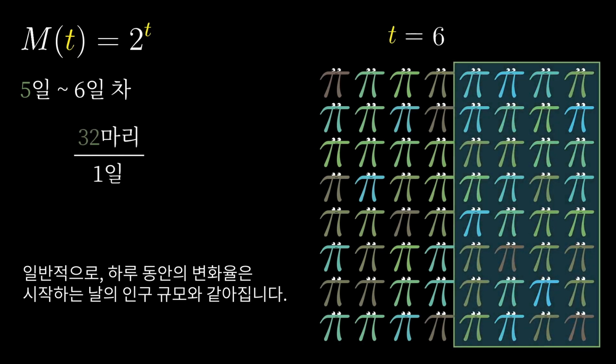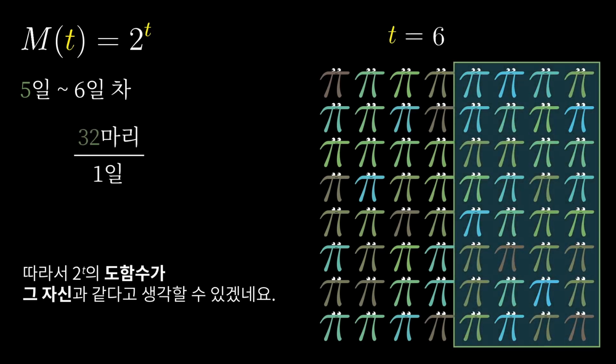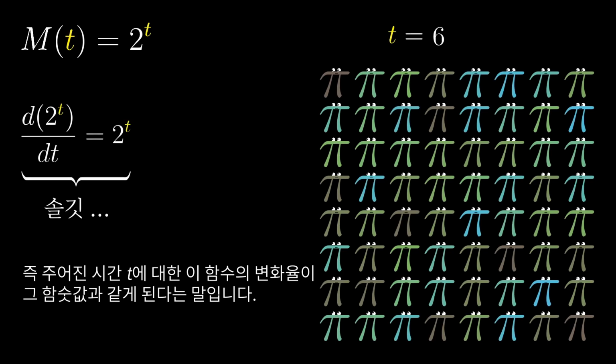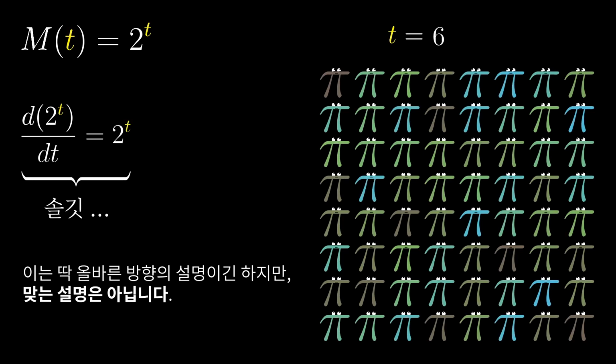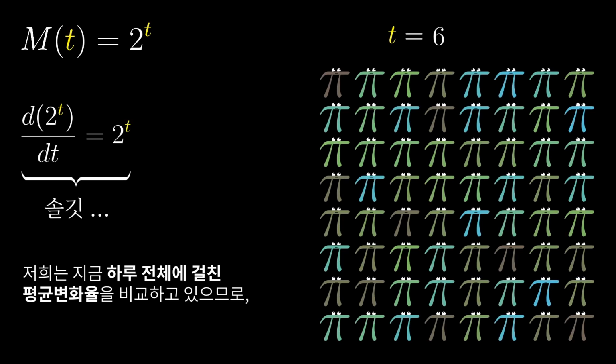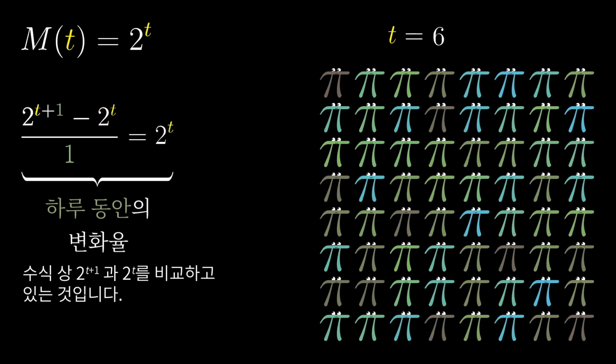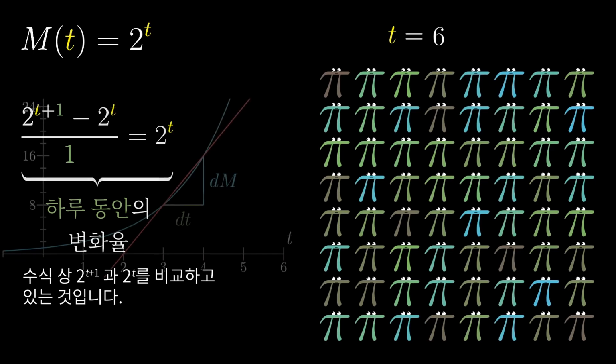And in general, this rate of growth over a full day equals the population size at the start of that day. So it might be tempting to say that this means the derivative of 2 to the t equals itself, that the rate of change of this function at a given time t is equal to, well, the value of that function. And this is definitely in the right direction, but it's not quite correct. What we're doing here is making comparisons over a full day, considering the difference between 2 to the t plus 1 and 2 to the t.